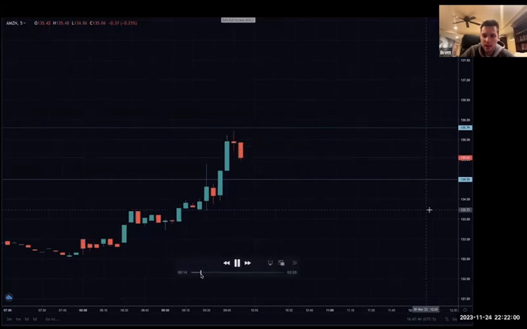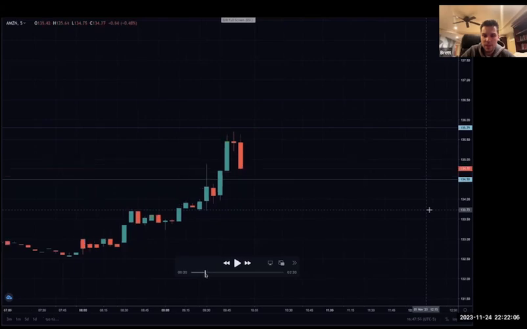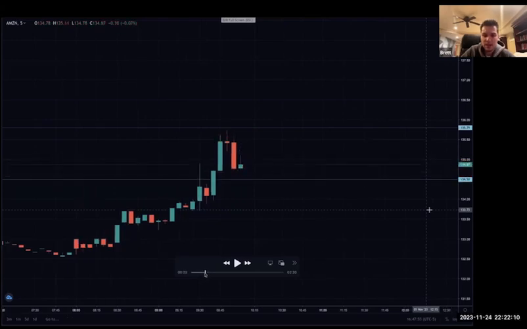So we see that pullback, not a very weak pullback yet, but okay, there it is, right there. I'm getting longs, right? Why am I getting longs there? Technically, you would see this as a full body red candle. Why the heck would I be buying calls into a full body red candle? I just told you guys full body red candles are bearish. Yes, it is bearish, right?